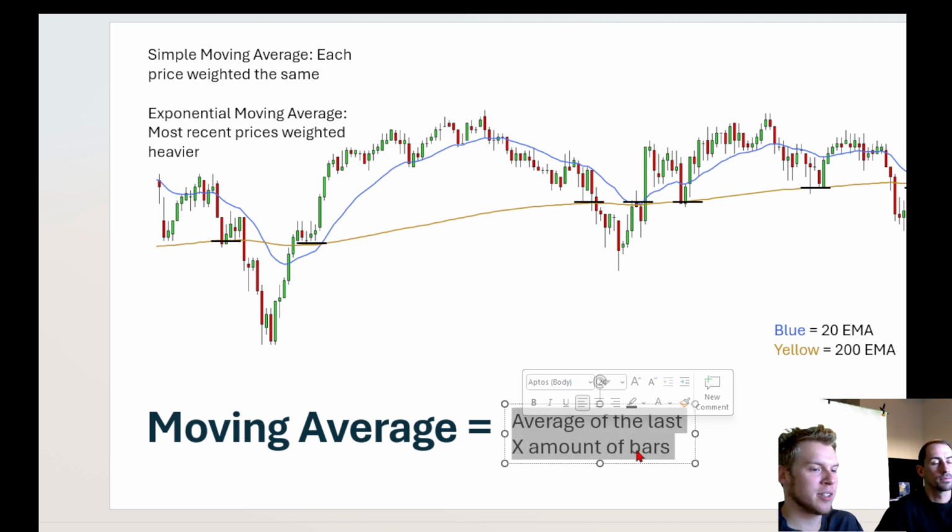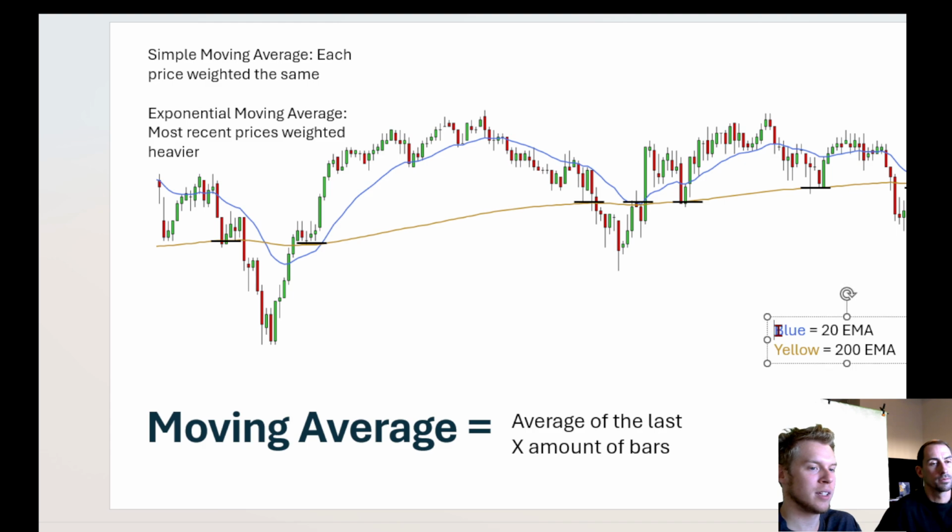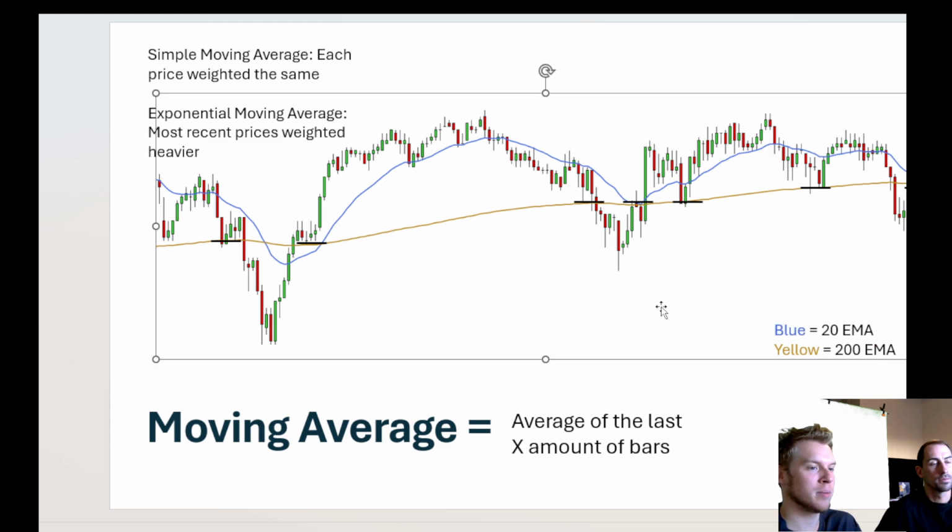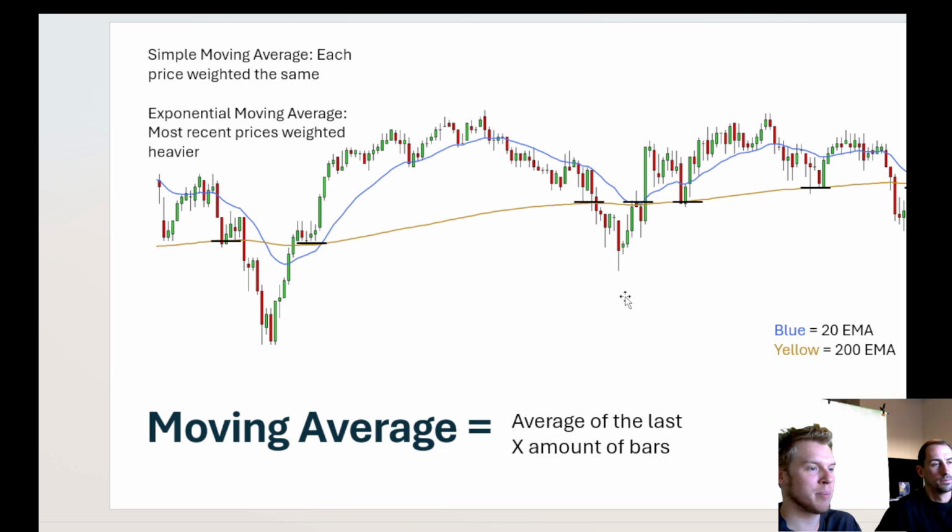A moving average is the average of the last so many bars. Specifically, if you take the closing price of the last 20 bars and take the average of that, then that is the moving average. So the blue line is the 20 moving average. That takes the average of the last 20 closes of the bars, and it plots it on. And almost like magic, just by doing that math, it acts as support and resistance the whole day.